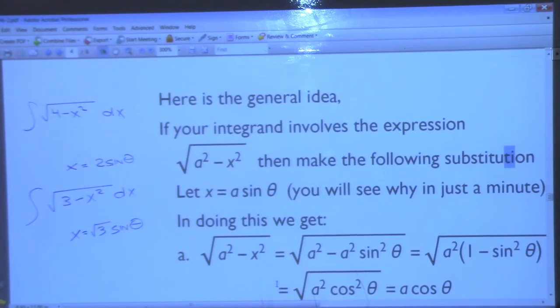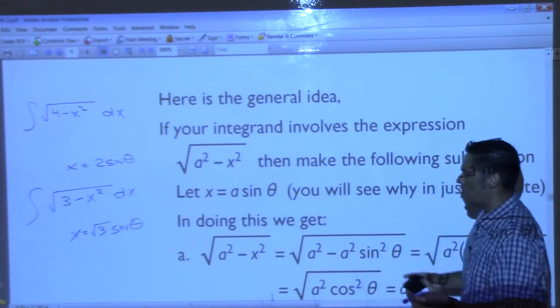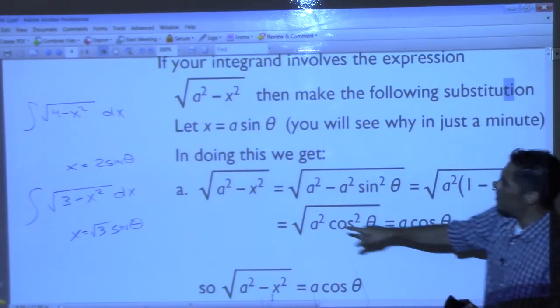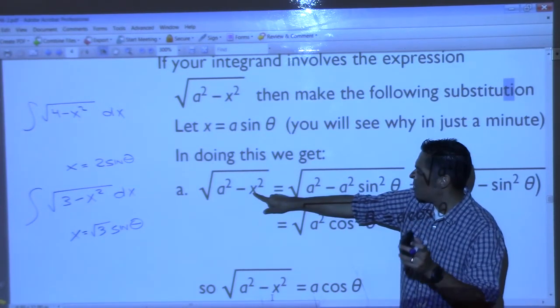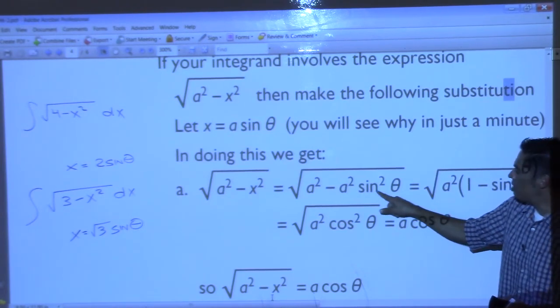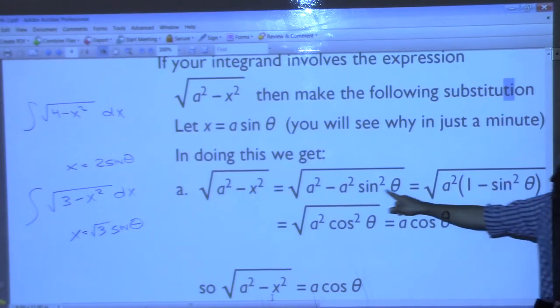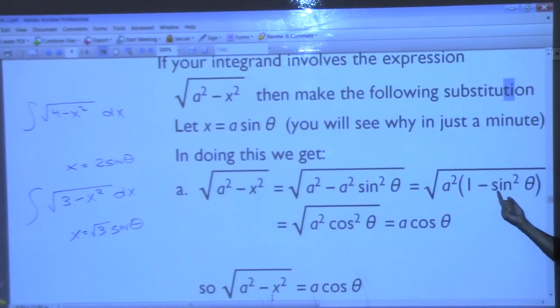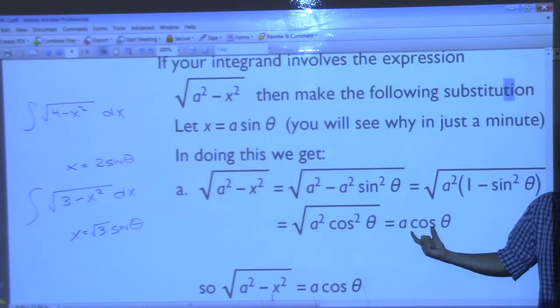Okay? Now, why do we make the substitution of x equal to a sine theta? Why does it work? Well, because if we take the original expression and replace that x with a sine theta, then it becomes this, right? We can factor an a squared out of these two terms. That 1 minus sine squared theta then becomes cosine squared theta, and then this thing becomes a cosine theta. Every single time. Every time.